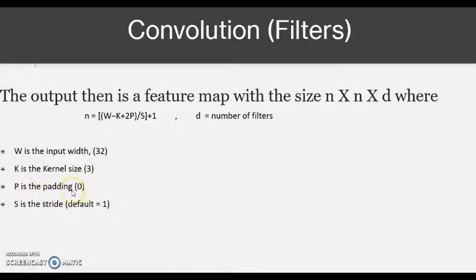Padding is an operation where we extend the edges of the image to preserve the features at the edges of the image. And in this case we don't have any padding. And s, finally, is the stride, and it's by default 1 unless we change it.